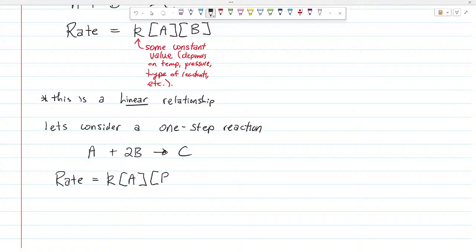But when I double the concentration of B, I actually have to factor in the concentration of B twice, because we have to bump into B, but then we have to bump into B again. Which means that altogether, the rate would be equal to some constant K times concentration of A times concentration of B to what exponent? 2. Does that make sense?